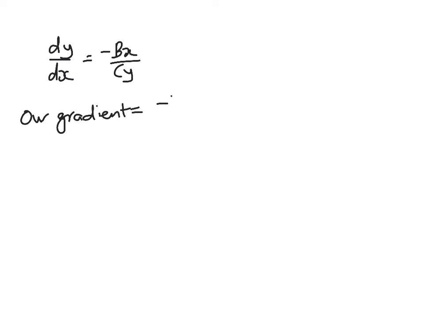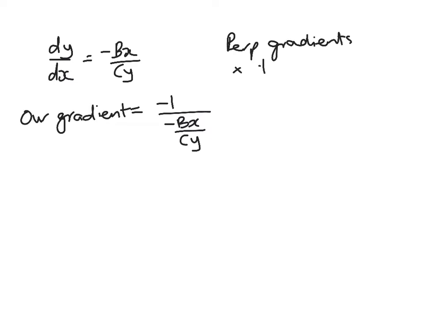Okay, so the ellipse gradient is this one. dy by dx is equal to -bx over cy. But our gradient, a technical term, our gradient is going to be equal to -1 over that. So it's going to be -1 over -bx over cy. Right? Because perpendicular gradients multiply to give -1. And you need to write something like that down. So the gradient we're working with is going to be cy over bx.